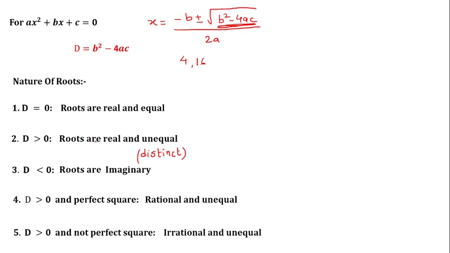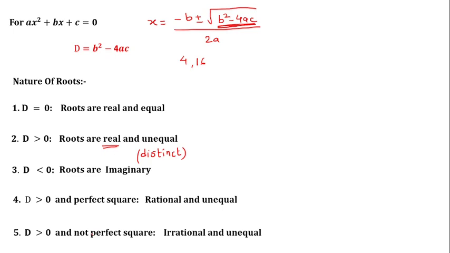By the way, somebody may bother, sir, here you have mentioned d is greater than 0, roots are real. Yes, correct. All rational and irrational numbers are real numbers only. So d is greater than 0, roots are real. But when they are rational, if d is perfect square. And when they are irrational, if d is not a perfect square.